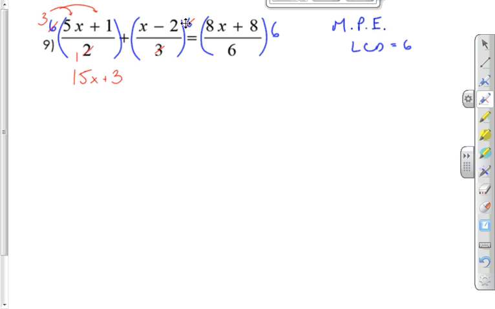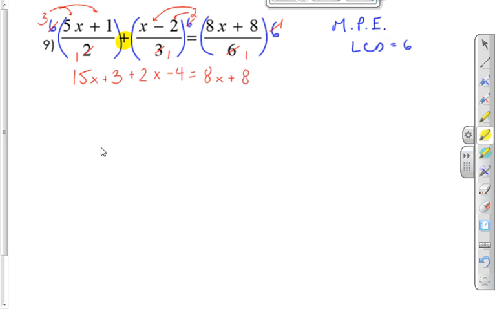In the second term, 6 over 3 would simplify to 2 over 1. And then we could distribute 2 to get 2x minus 4. Now this problem was somewhat friendly because we were doing the sum of the two terms. Remember, had this been a minus here, a subtraction, this 2 that I was distributing would have needed to have been distributed as a negative 2. Keep that in mind, that may come up on some of your other problems. And finally, on the right side, 6 over 6 would be 1 over 1, leaving us with 8x plus 8.